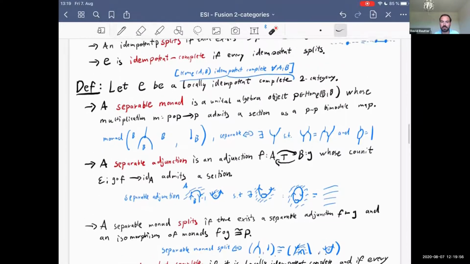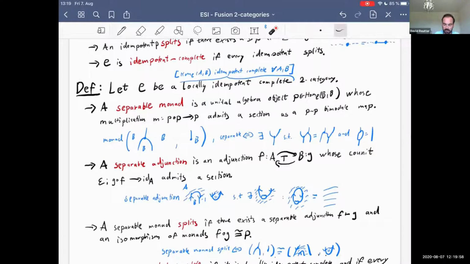So the separable monad splits if there exists a separable adjunction and an isomorphism of monads, right? If I have an adjunction, I can take F and G, compose them together in a particular order, and this gives me a monad, and I just require this monad to be isomorphic to my original monad. Again, the pictures are maybe a bit more insightful.